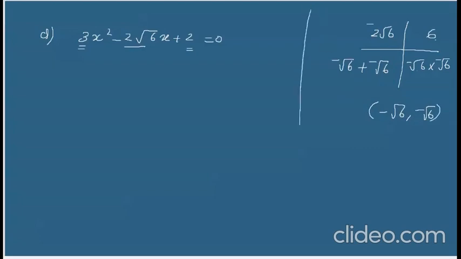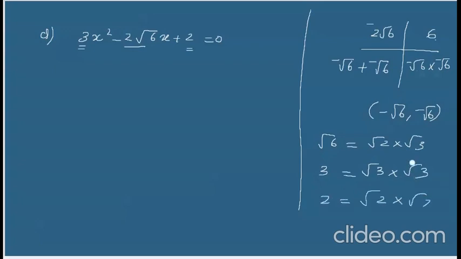So before moving to this particular question, let us factorize this root 6. You remember root 6 can be written as root 2 into root 3. And what about 3? 3 can be written as root 3 into root 3. Fine. And what about 2? 2 can be written as root 2 into root 2. Just remember these points. Fine. Let us come back to the question.